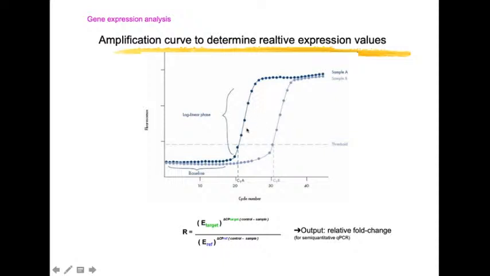And this all is the log linear phase. This is the baseline and the exponential phase. Then it comes to the linear phase. So to calculate it, it's E target raised to the power delta CT target, control minus sample, divided by E reference raised to delta CT reference, control minus sample. So you have one reference value and one target value, like sample A and sample B, and you calculate the delta CT. Delta CT is CTB minus CTA, control minus sample.